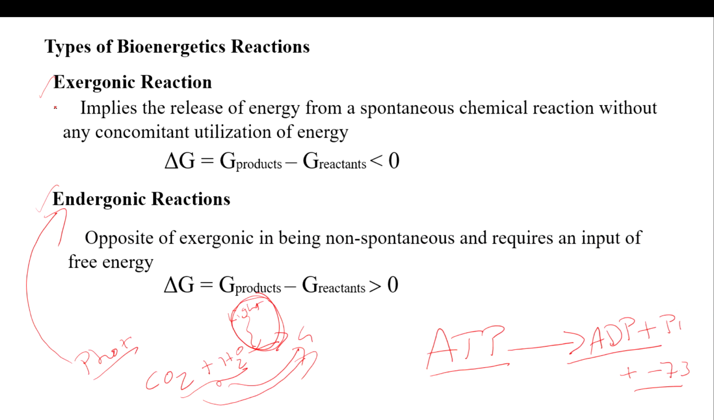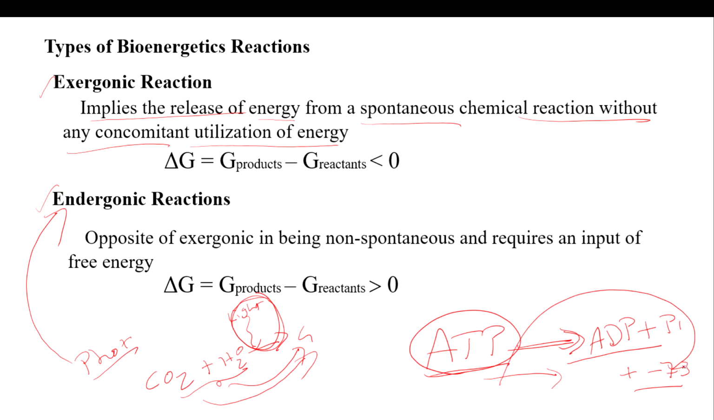Now, if you are studying the definition, it implies the release of energy from a spontaneous chemical reaction without any concomitant utilization of energy. So here there is no utilization of energy, so this will produce some energy. The opposite of exergonic is being non-spontaneous and requiring an input of free energy. That's what endergonic reactions are.